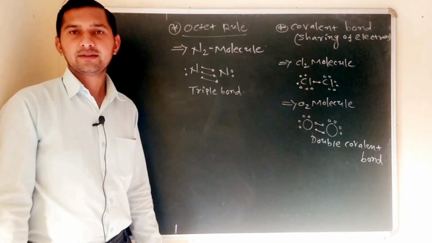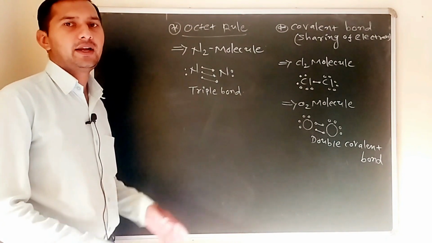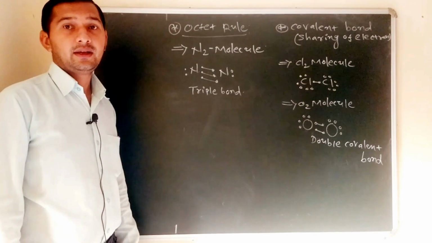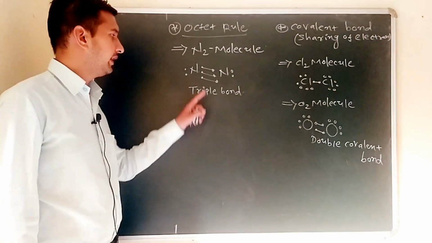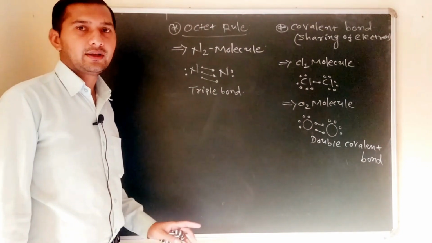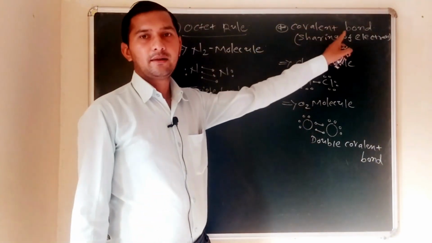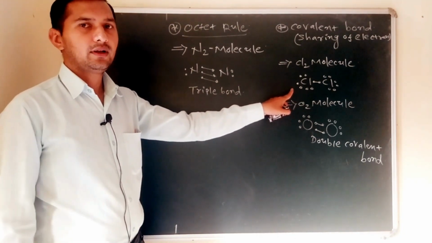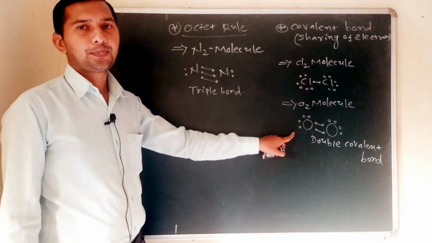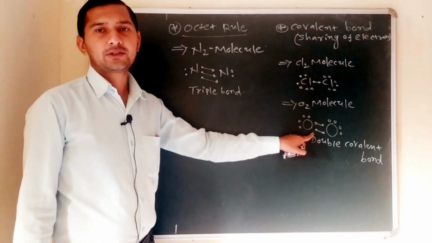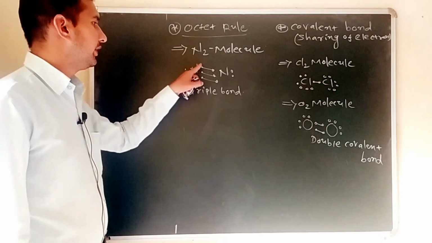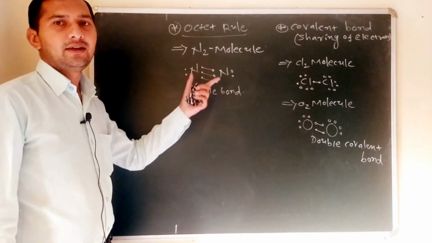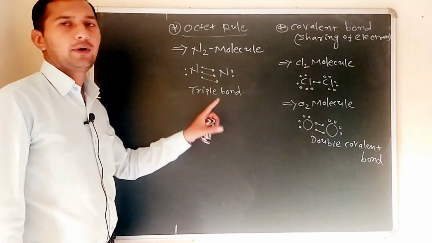So covalent bond means any atom which shares its valence electrons and forms a stable molecule or stable electron configuration in its outermost shell by sharing its valence electrons, then this type of bond is known as a covalent bond. If one electron is shared by each atom in a molecule, it is called a single covalent bond. If two electrons are shared by each atom, it is called a double covalent bond, and if three electrons are shared by each atom, or three shared pairs of electrons are found in a stable molecule, then it is called a triple covalent bond.